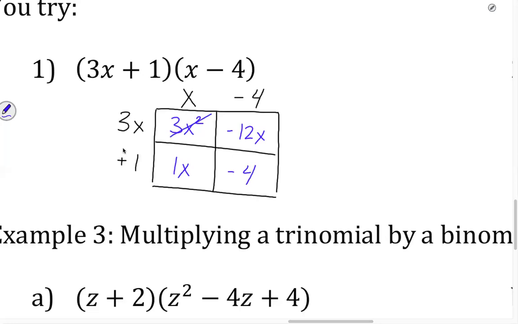So 3x squared, there's nothing like that. And then typically along my diagonals are my like terms. Notice negative 12x and 1x. So that's going to be negative 11x and negative 4. And there we go. So that's what you should have gotten for the first one.